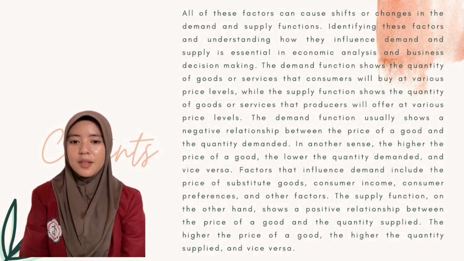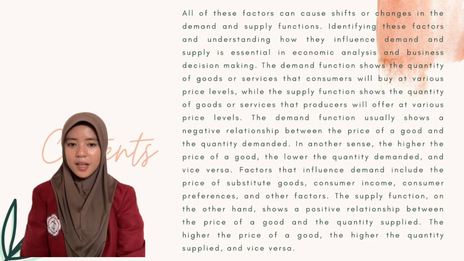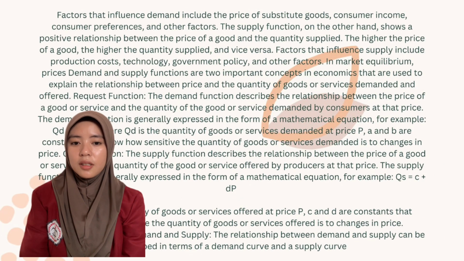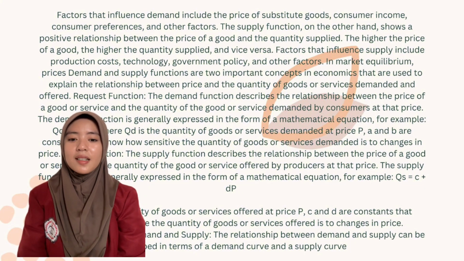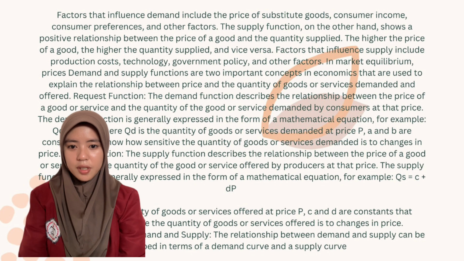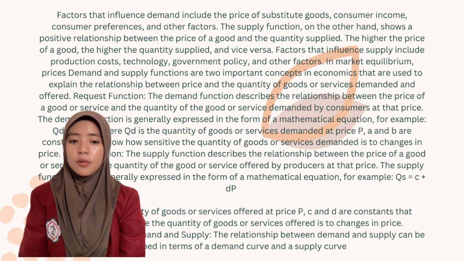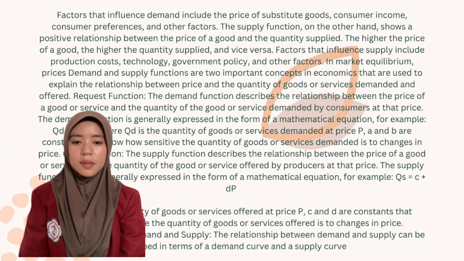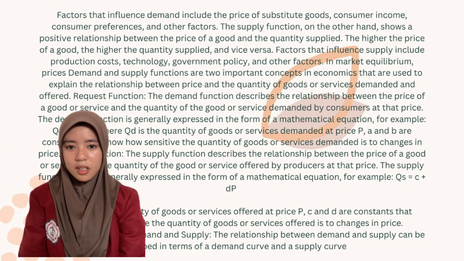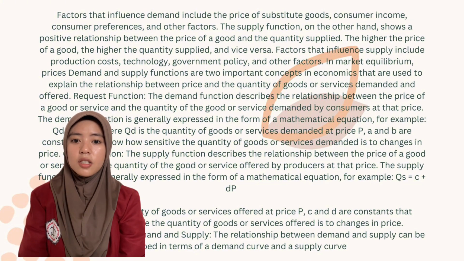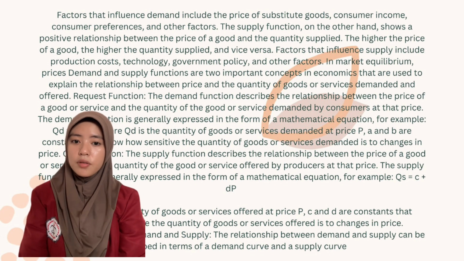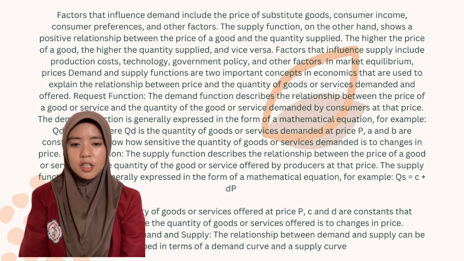The demand function describes the relationship between the price of a good or service and the quantity of the good or service demanded by consumers at that price. The demand function is generally expressed in the form of a mathematical equation. For example, QD = a - bP, where QD is the quantity of goods or services demanded at price P, and a and b are constants. b shows how sensitive the quantity of goods or services demanded is to changes in the price.